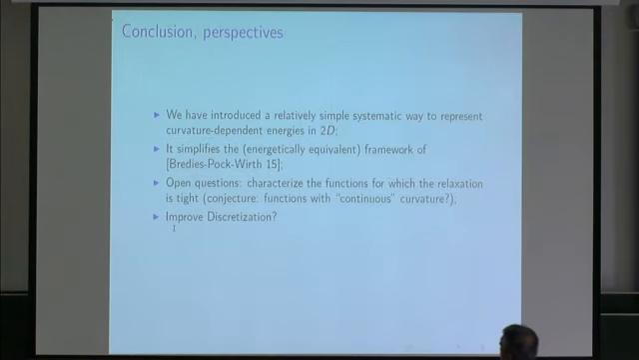And to conclude, the idea here is that we have introduced a systematic way to represent energy of the type f of kappa, with f convex, which is a variant of this work of Thomas, Benedict and Christian. We could still extend the family of functions for which the relaxation is tight. We can still try to improve the discretization a bit, but it's hard. And thank you very much.